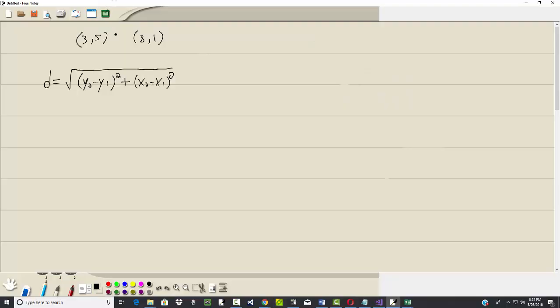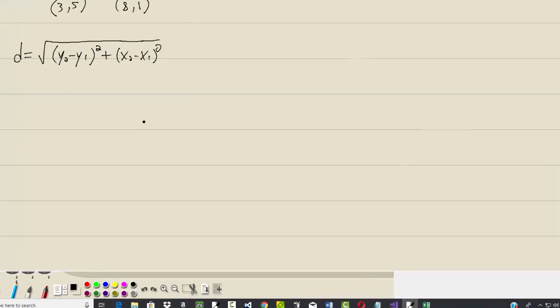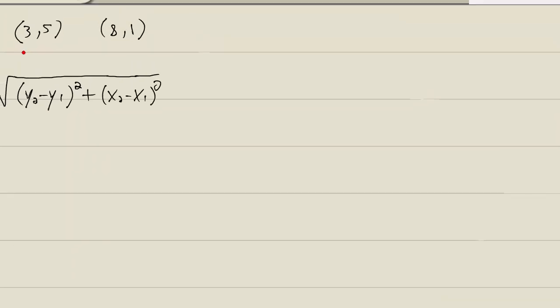distance formula. The distance formula is d is equal to the square root of (y2 minus y1) squared plus (x2 minus x1) squared, inside of parentheses again. Now, what in the world is x1, x2, y1, y2? Well, this is my first point, so this would be x1, y1. This is my second point, so this would be x2, y2.